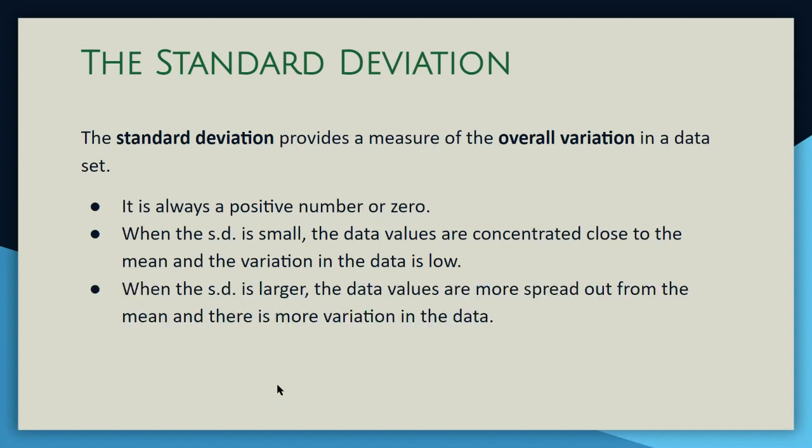When the standard deviation is larger, that tells us the data values are more spread out from the mean. And there's more variation in the data set. So in a data set with a larger standard deviation, we're going to expect to see a histogram that is taking up more room on a number line. And those minimum and maximum values are going to be further apart. So the overall data is more spread out, taking up more space on a number line.